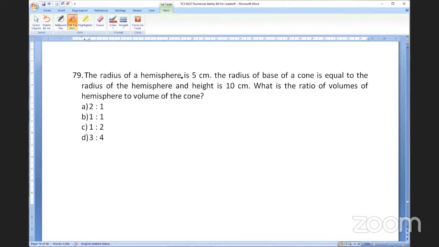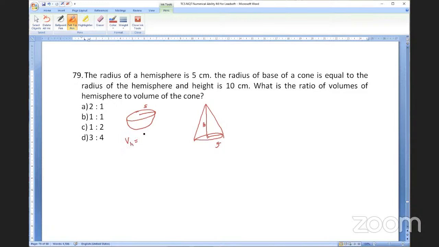The radius of hemisphere is 5 centimeter. Hemisphere like a bowl, 5 centimeter. The radius of the base of a cone is equal to the radius of the hemisphere, that is 5, and height is 10, and this height is 10. What is the ratio of volume of hemisphere?